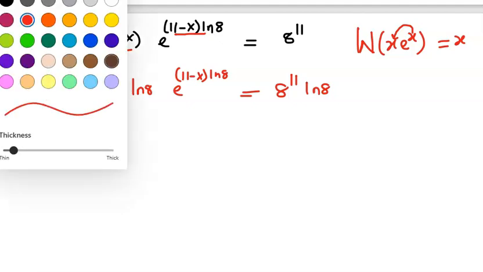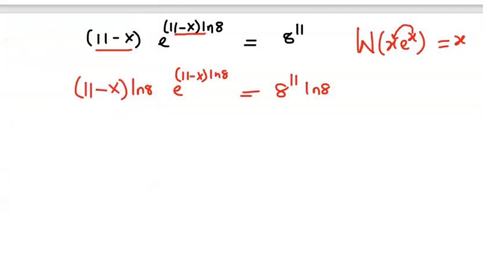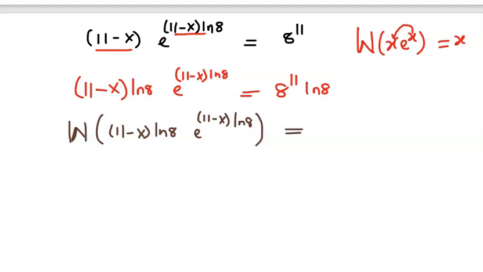So we're going to apply the Lambert W function on both sides of this equation. From the left hand side, we have the W of 11 minus x times the natural log of 8 times e to the power of 11 minus x times the natural log of 8. So this will be equal to, from the right hand side, the W of 8 to the power of 11 times the natural log of 8, right?